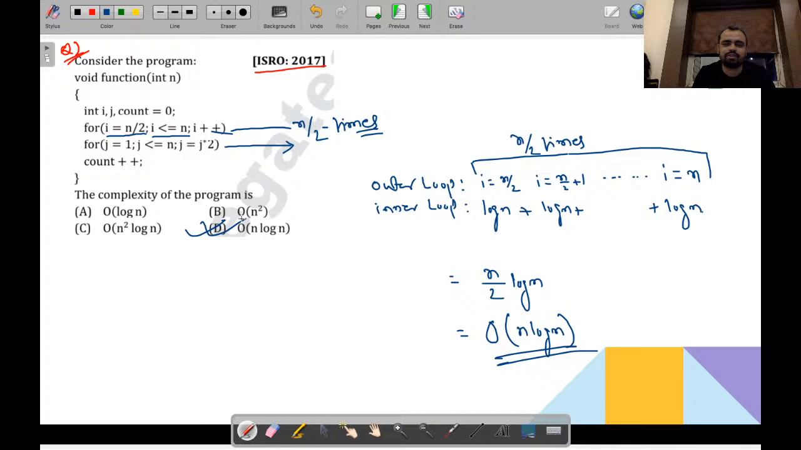So you can easily see that you have to consider the outer loop execution and the inner loop execution.